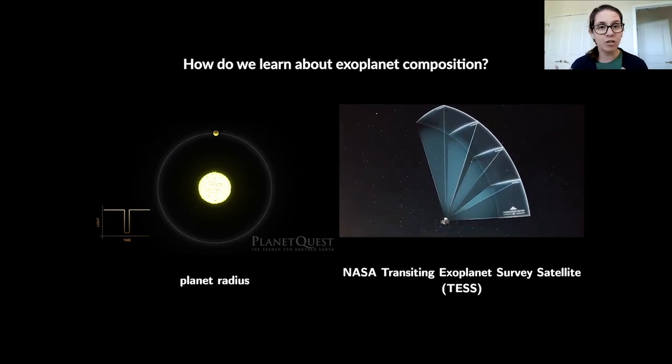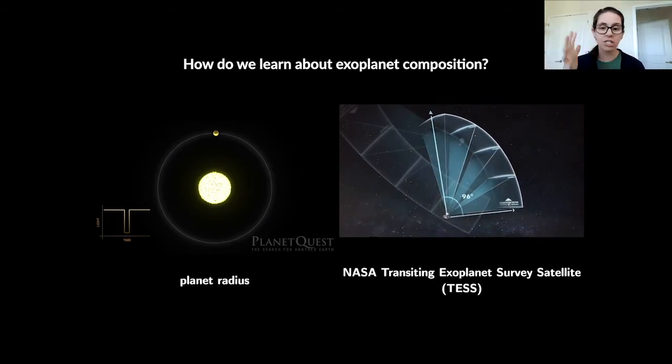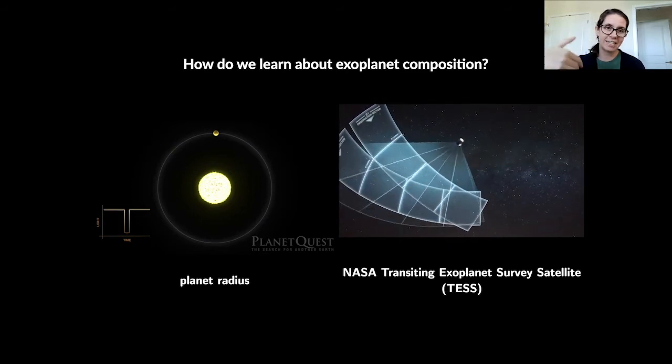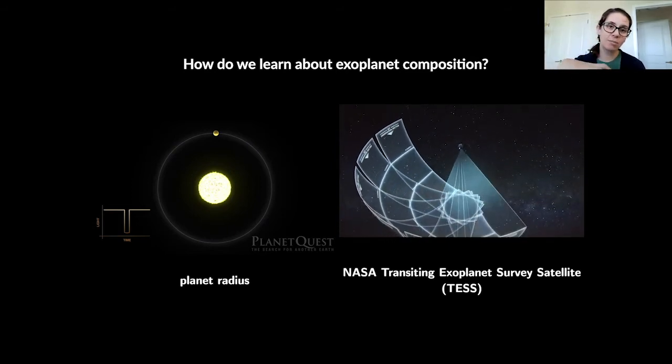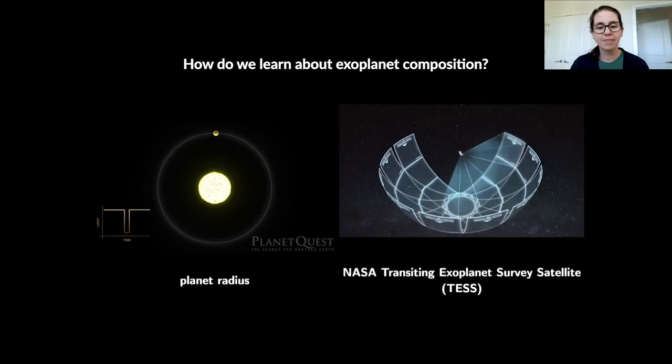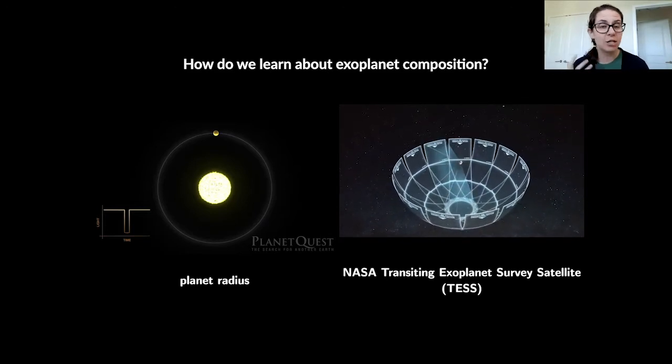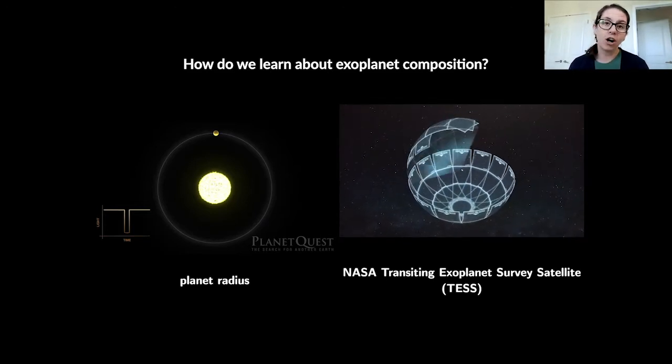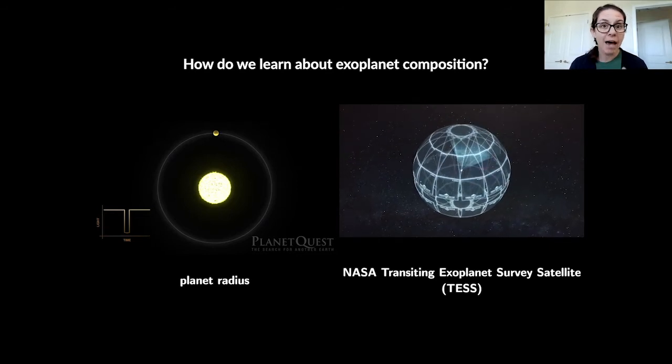And this instrument is scanning the entire sky in this orange slice pattern, starting in the southern hemisphere and then moving to the north, to find new nearby transiting exoplanets that are also amenable to making the mass measurements, so we can have the radius and the mass to get the density and then the composition.